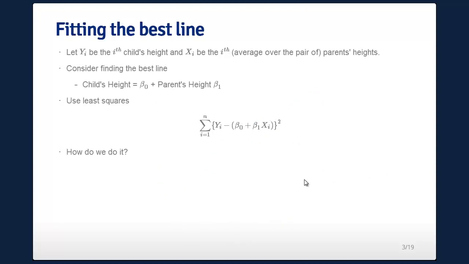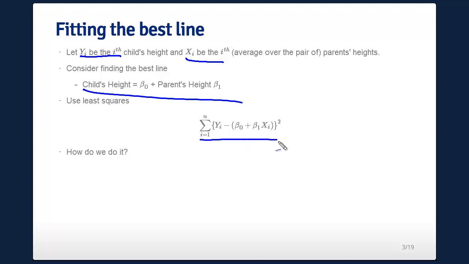So let yi be the ith child's height and xi be the ith parent's height, which is the average with the correction that we talked about previously. We'd like to use parent's height to predict children's height, and so we're going to try and do it with a line. Child's height is beta naught plus parent's height times beta 1. And to find that line, why don't we use so-called least squares?